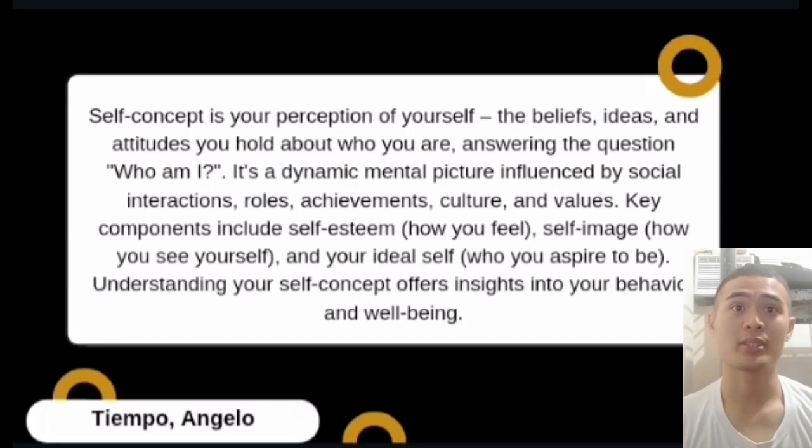Self concept is your perception of yourself, the beliefs, ideas, and attitudes you hold about who you are. Answering the question, who am I? It's a dynamic mental picture influenced by social interaction, roles, achievements, culture, and values. Key components include self esteem, how you feel; self image, how you see yourself; and your ideal self, who you aspire to be. Understanding your self concept offers insight into your behavior and well being.